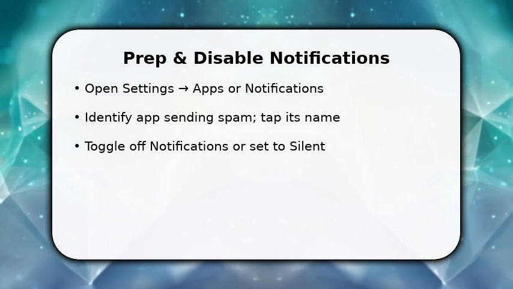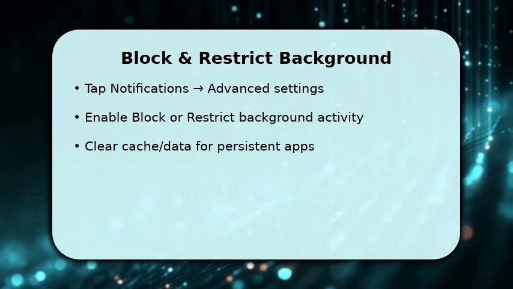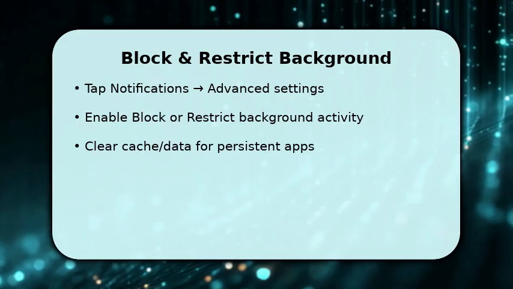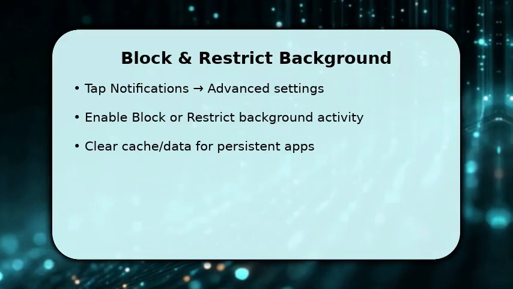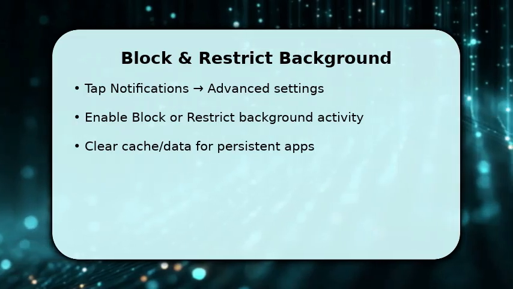Once done with basic notification settings, dig into advanced settings for that app to block channels or restrict background activity. Use block or turn off specific notification channels to stop promos versus critical alerts.